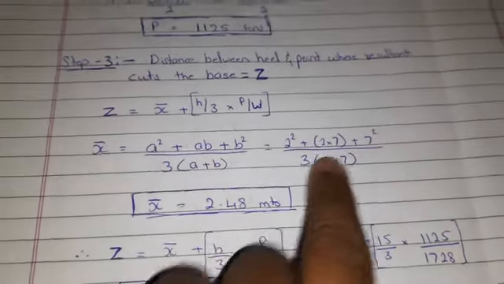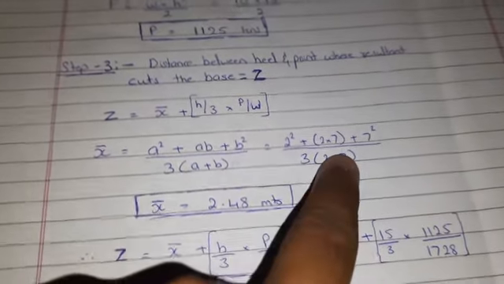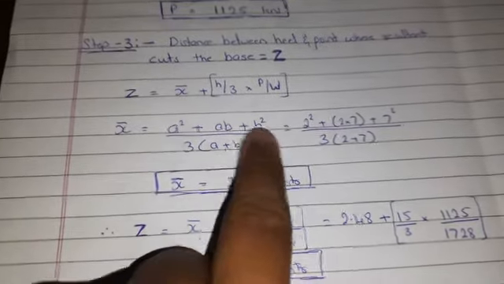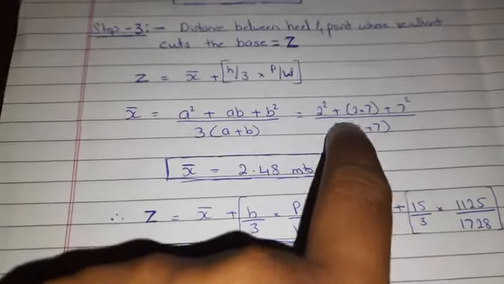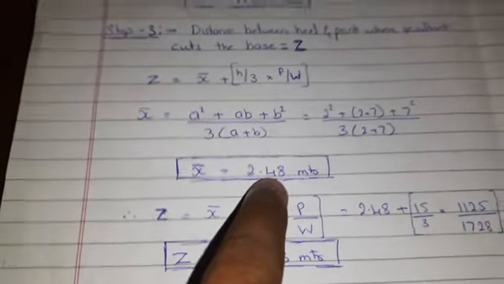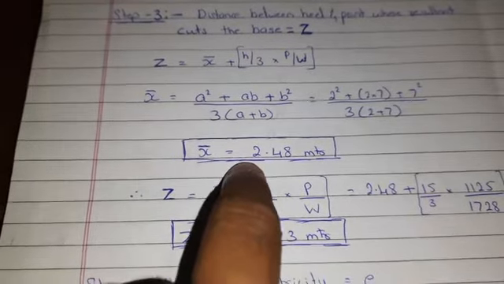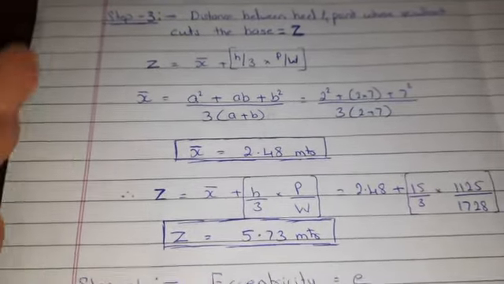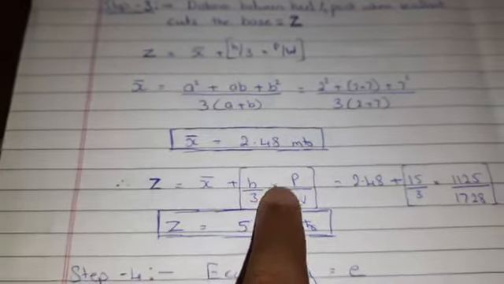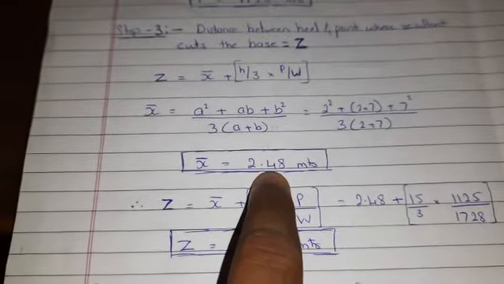Here a and b are the top and bottom width of the dam. When you substitute the values of top and bottom width of the dam in the equation, we get the value of x bar as 2.48 meters. Substitute it properly using proper brackets, then you will get the right answer, that is x bar will be 2.48 meter. This is the distance from the heel of the dam, from where we are storing the water, to the point where we get the CG, that is x bar.